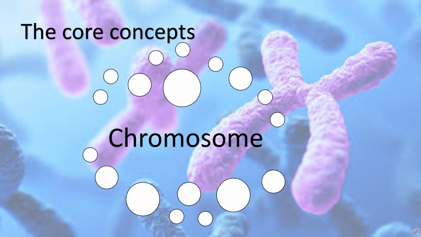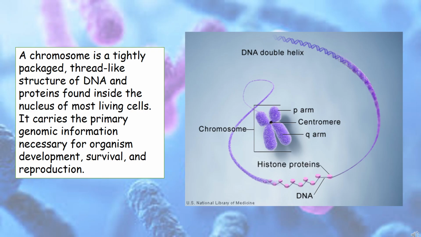Chromosomes are long, thread-like structures composed of DNA and proteins. Humans typically have 46 chromosomes, 23 pairs, in almost every cell, inheriting one set of 23 from each parent. A chromosome is a tightly packaged, thread-like structure of DNA and proteins found inside the nucleus of most living cells. It carries the primary genomic information necessary for organism development, survival, and reproduction. Chromosomes possess a distinct structural arrangement that protects and organizes genetic material.